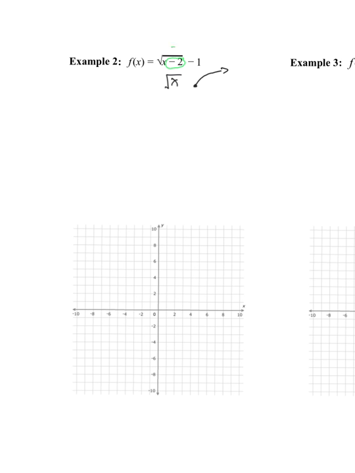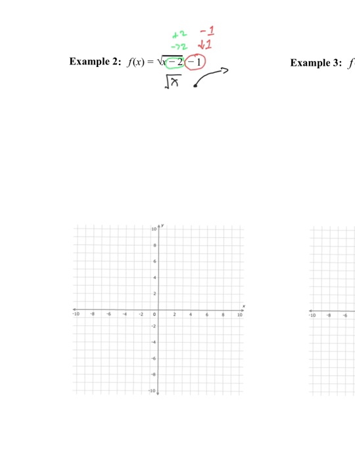So we're going to shift this to the right 2 units, which means for our key points, we're going to add 2 to our x values. And then I also see on the outside of the function that we have this minus 1. That's a vertical shift down of 1 unit, which means I'm going to subtract 1 from my y values.